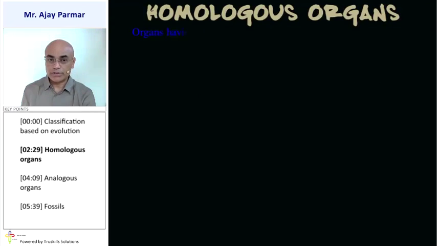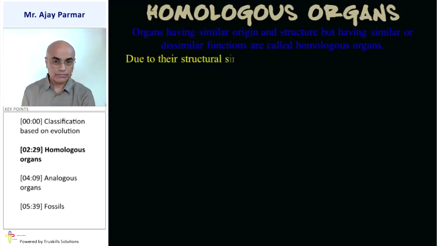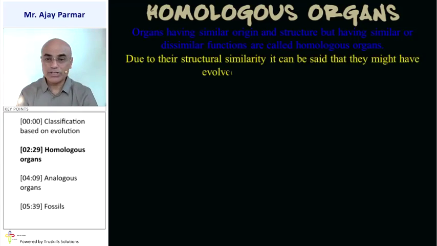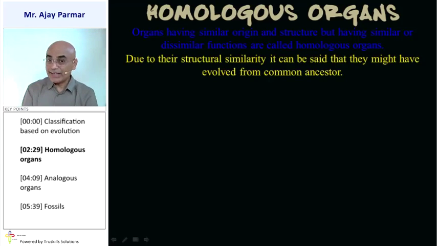Homologous organs. The organs which have similar origin and structure, but similar or dissimilar functions, are considered to be homologous organs. Due to their structural similarity, the basic plan of formation of those organs remains the same, and because of that reason we can say that these living organisms might have evolved from a common ancestor.